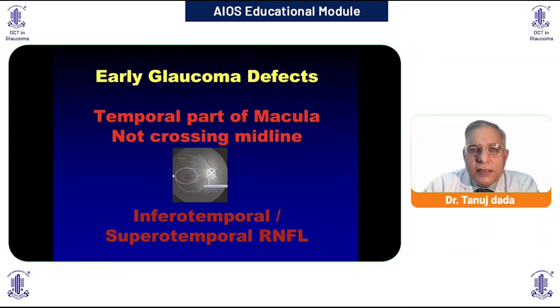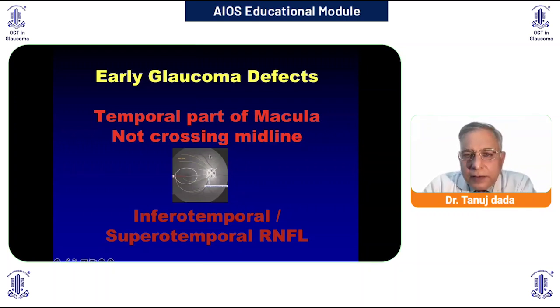The next take-home message is that when you want to identify early glaucoma, look at the temporal part of the macula not crossing the midline, and look for the inferior temporal and superior temporal retinal nerve fiber layer. So this zone here, this zone, this zone, and this zone, these are the 4 zones which have the highest vulnerability, and this is where you will pick up RNFL defect.